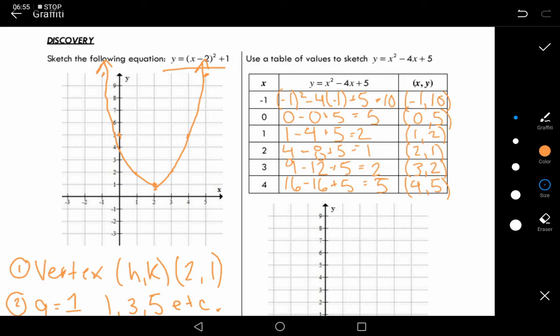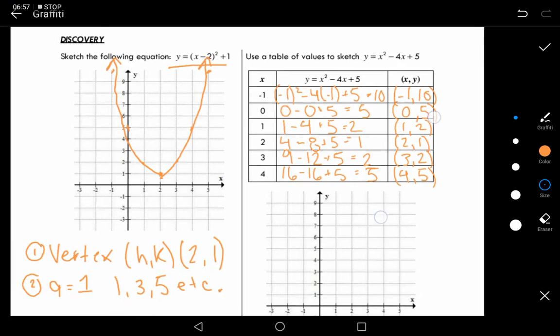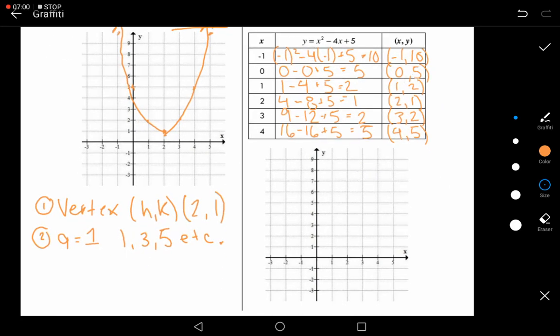Okay, once I have those points, obviously all I have to do is graph them. So I have a point at (-1, 10), so all the way up here, (0, 5), (1, 2), (2, 1), (3, 2), and (4, 5). So if I go ahead and connect those, I'm just going to leave that top one out.